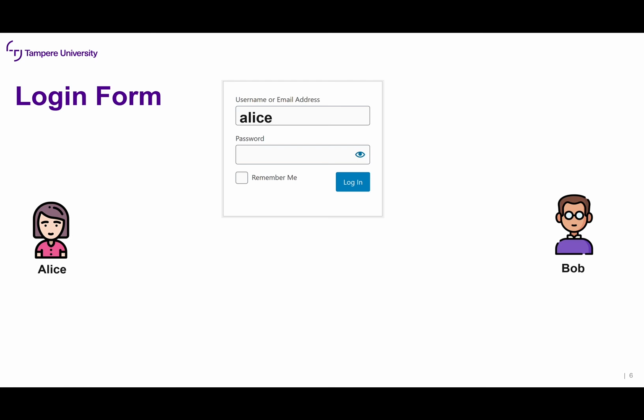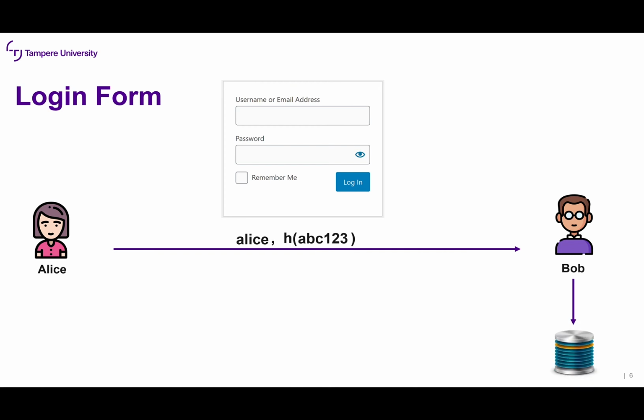So she types in her username and password. By pressing the login button, she sends a message to Bob. Now, how are we going to use a hash function to protect our password? Instead of sending the password in plain text or encrypted with Bob's public key, we will just calculate the hash of the password.